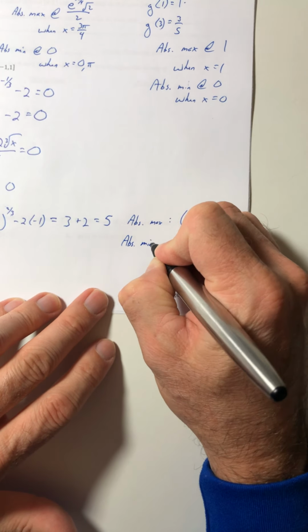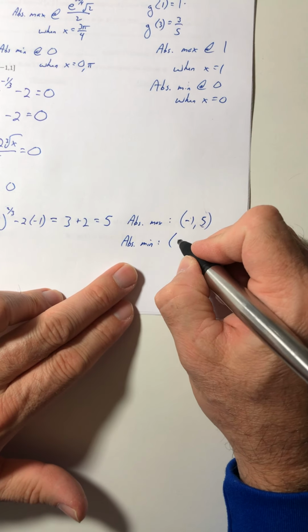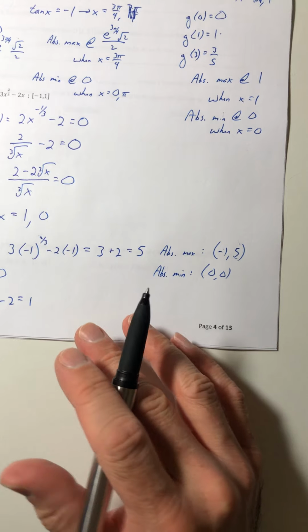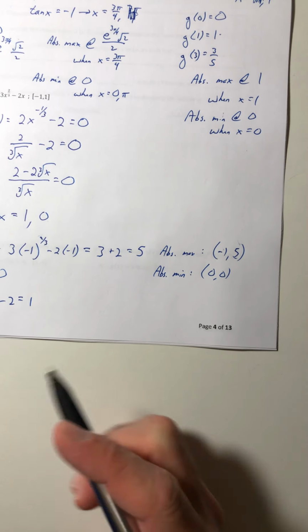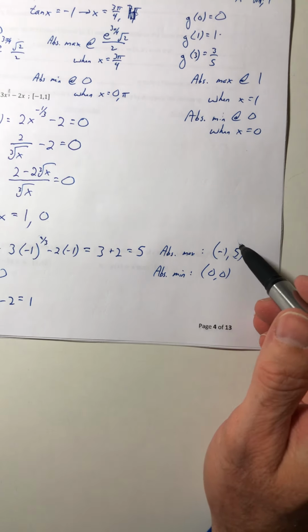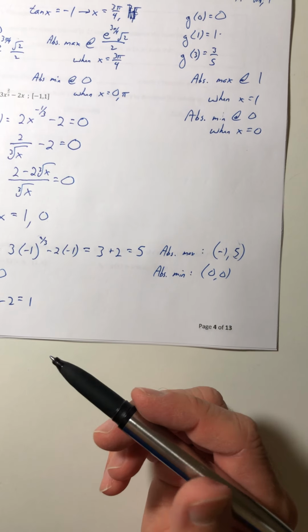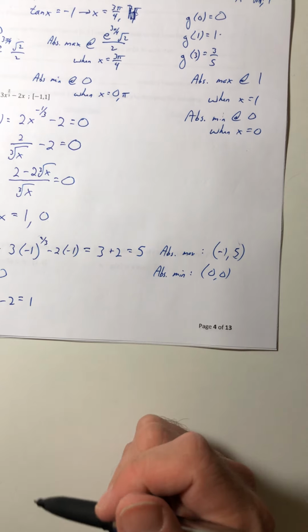And the absolute min, 0, 0. So on an exam, pay attention to how it's asking you to list it out. It might just want the value, but it also might want the point. Just read your directions.